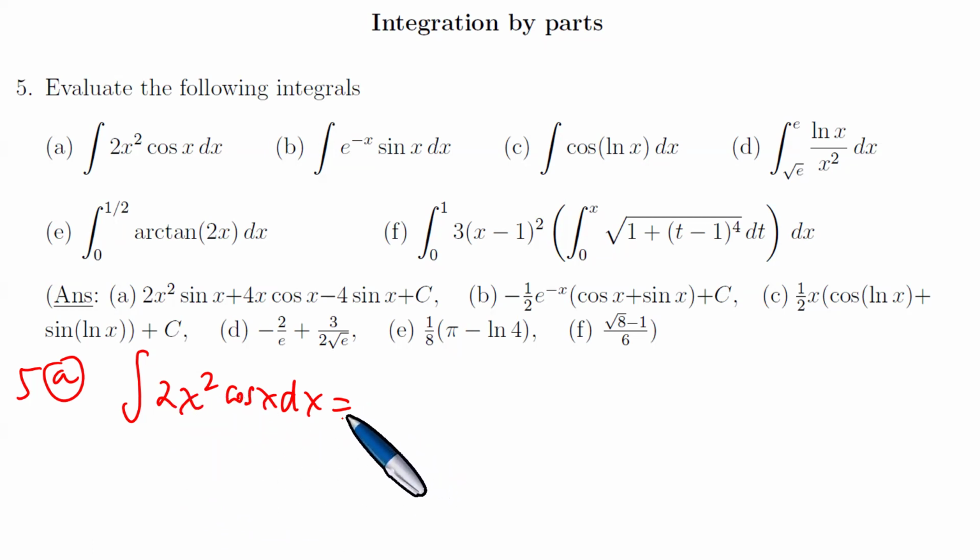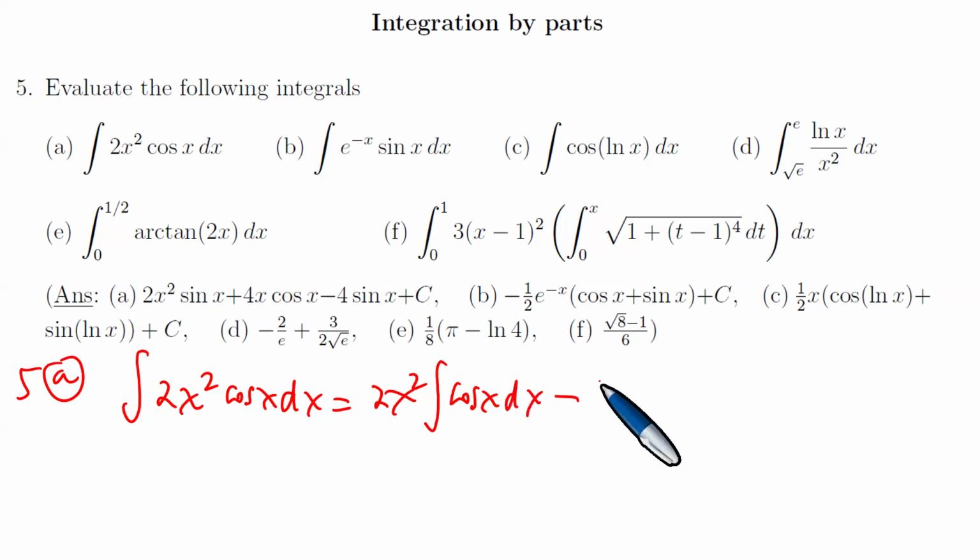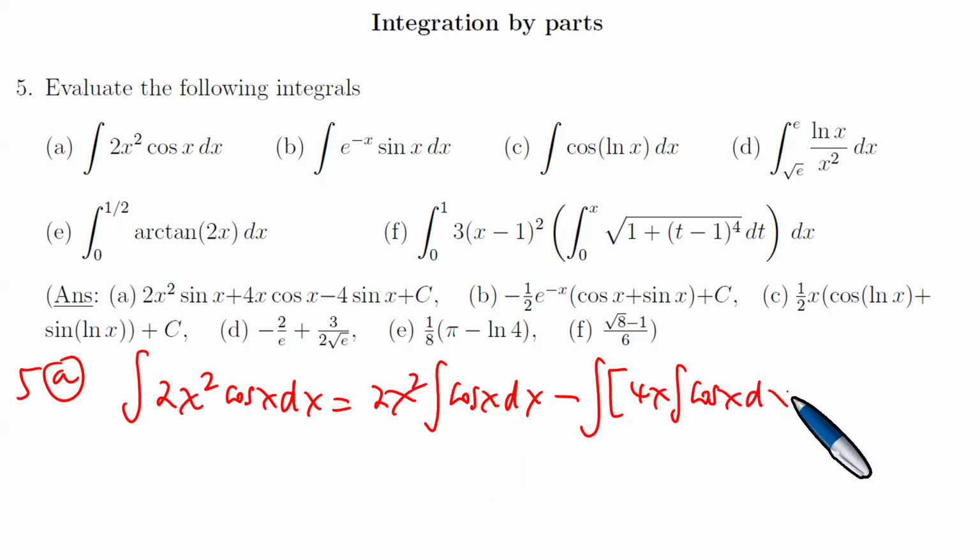So now we're going to differentiate 2x squared. You put the 2x squared outside, then you integrate the cosine. Minus, then you put a big integral sign like this. You take the 2x squared, you differentiate it, you get 4x. Then you have the integral of cosine x. You write this one as it is. You just put the derivative there, and then you put the differential.